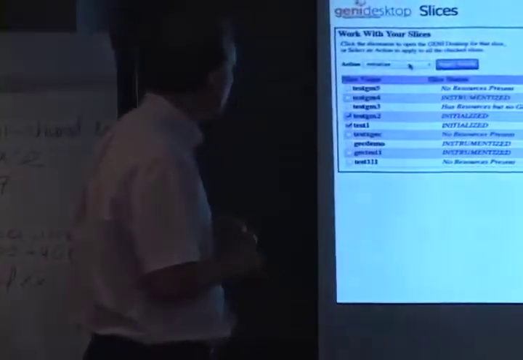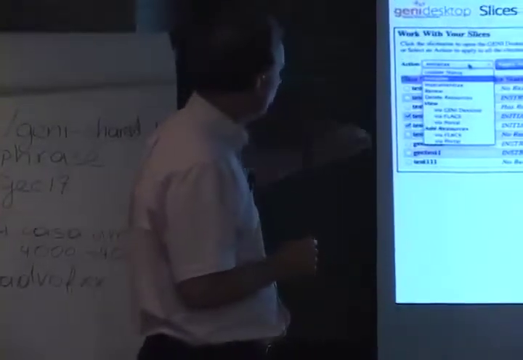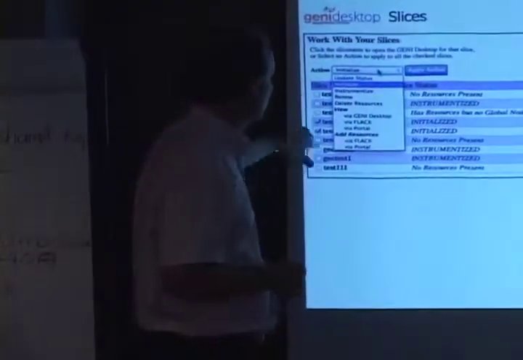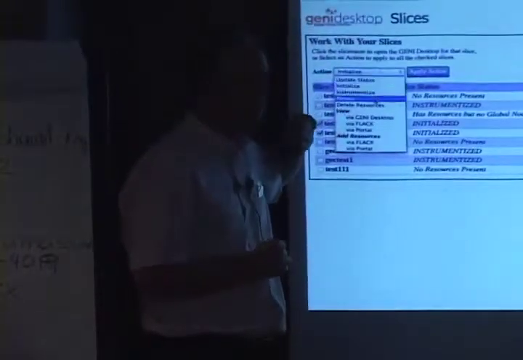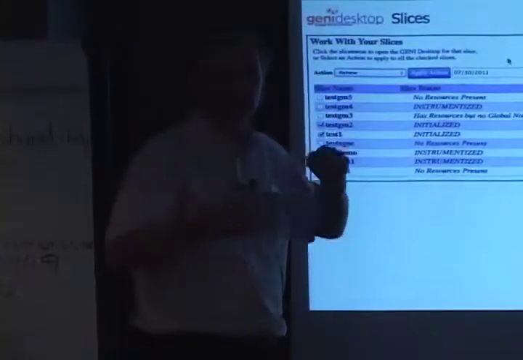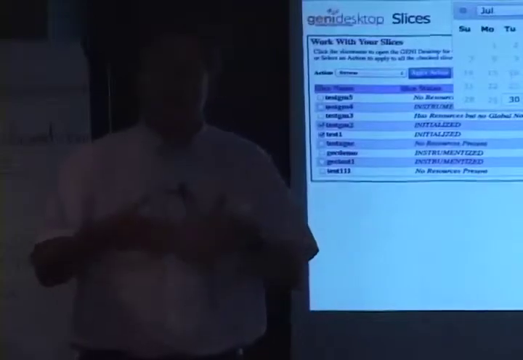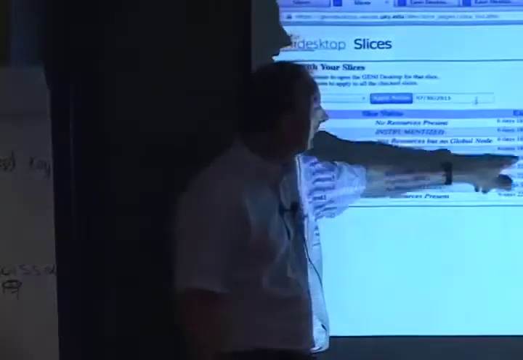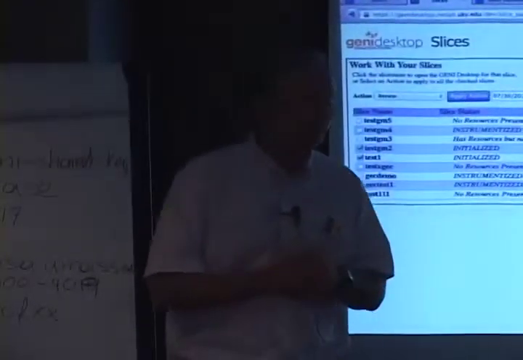The other features here, you can actually do some other operations. We won't go through all of them. One is that you can renew your slice and make it longer. So if you've got several slices that you've been working on, you can see they're all about to expire. Their expiration time is listed over here on this side. If you see that they're about to expire, you can go ahead and renew all of them, and it will renew all of them at once for you.